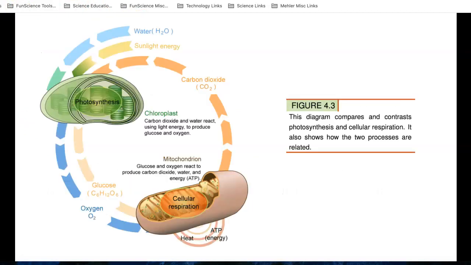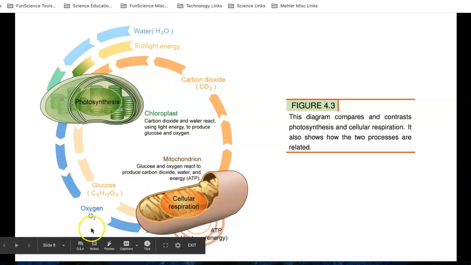This is a really important diagram, and what it does is it compares and contrasts photosynthesis and cell respiration in a conceptual way. So this is a chloroplast. This is an organelle that is found in green plants. And in this chloroplast, there's a special type of chemical called chlorophyll that allows photosynthesis to take place. So this chloroplast takes in water, it takes in sunlight, and it also takes in carbon dioxide. And those are the two materials and the one energy source it needs to make glucose and oxygen.